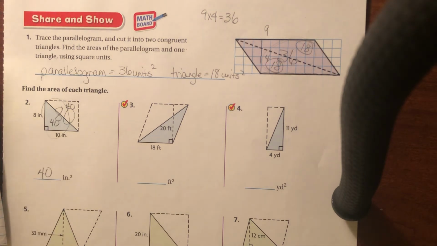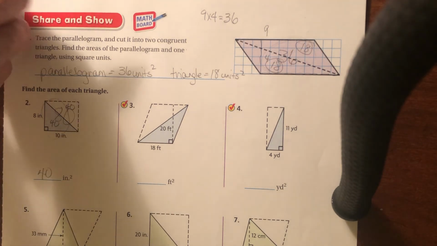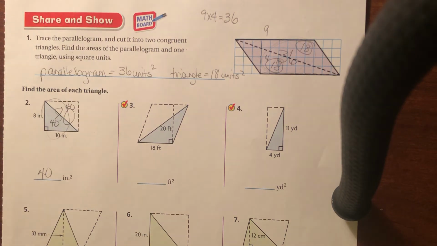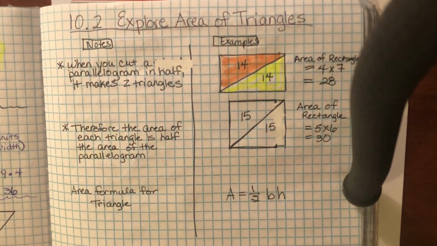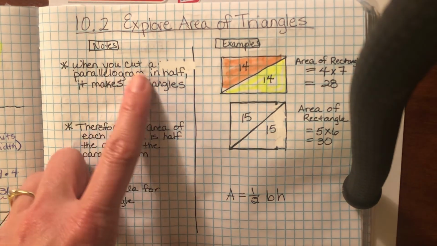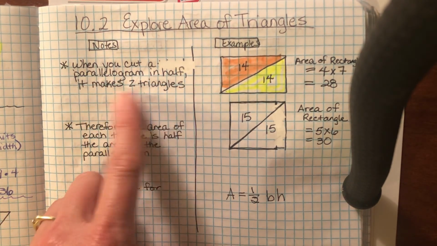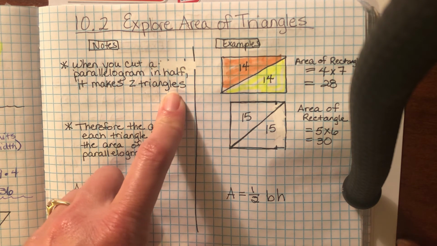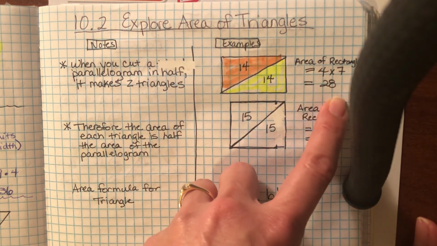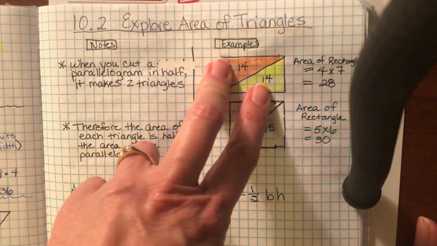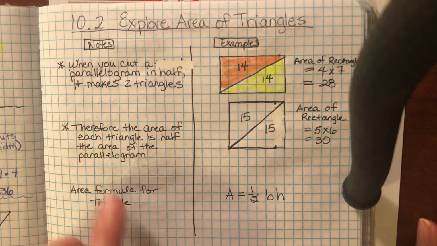Let's take a look at our notes. Okay, I filled up my whole desk with materials. Here we go. Okay, not much in the way of notes. So when you cut a parallelogram in half, it makes two triangles. No matter what the shape is, it will always make two triangles. So the area of the rectangle was 28. That means that each triangle is 14.